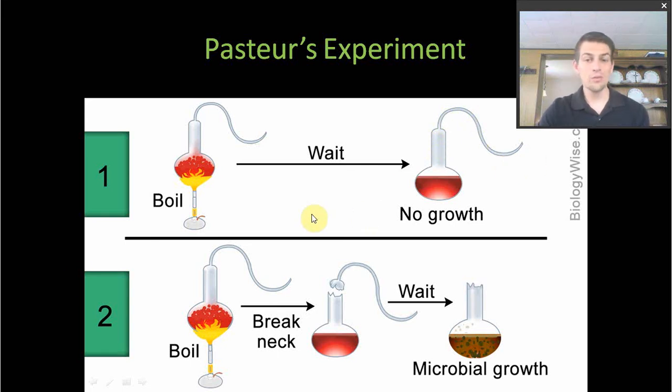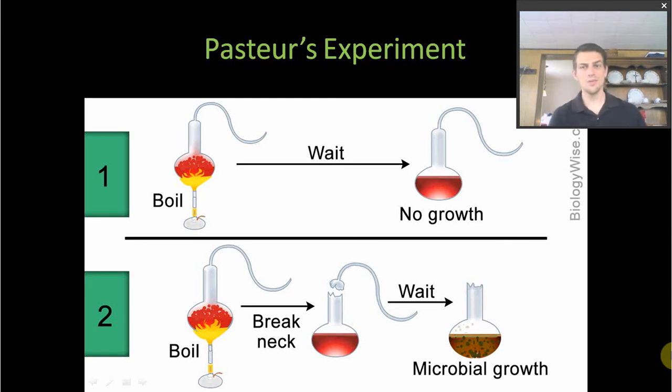But then in another flask, he would boil it, and then he would break the neck off the flask. So he would open it up and expose it to the air. And then suddenly you get this microbial growth. And microbial just means microorganisms are growing in there. So bacteria are growing in there. And it would kind of get all nasty and spoiled.